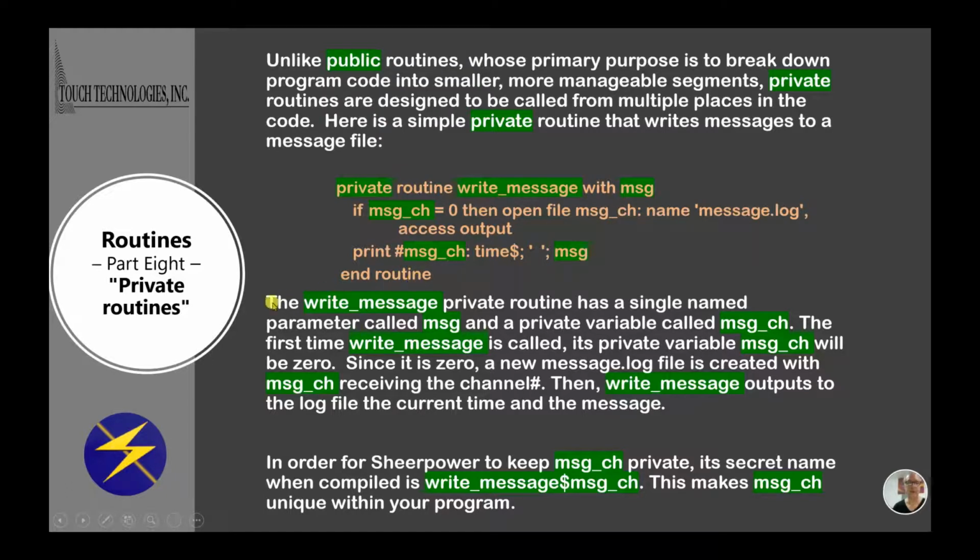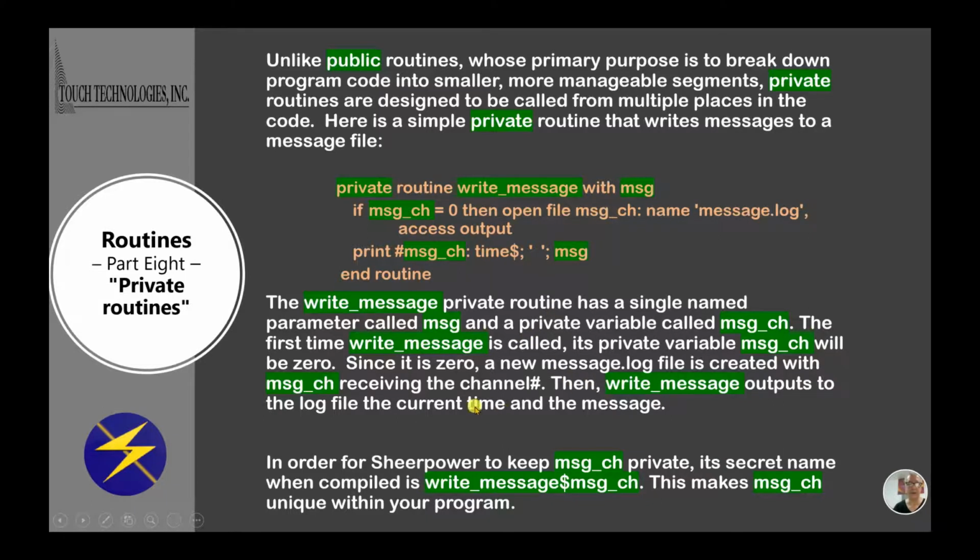Okay, so the write message private routine has a single parameter called MSG and a private variable called MSGCH. This variable shows up because we referenced it. The fact that we mentioned it in a private routine creates that variable. It actually creates it when the program first starts, even before this routine is accessed. The first time write message is called, this private variable MSGCH will be a 0 because it got initialized that way. And the second and subsequent times that it's called, it'll have whatever the channel number is that comes from the open file here.